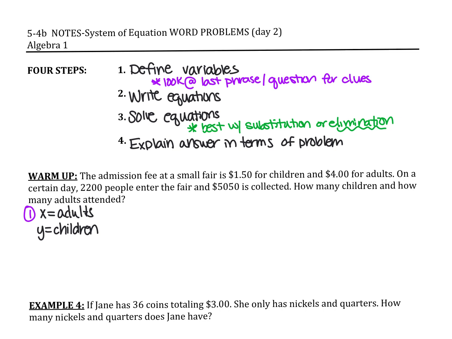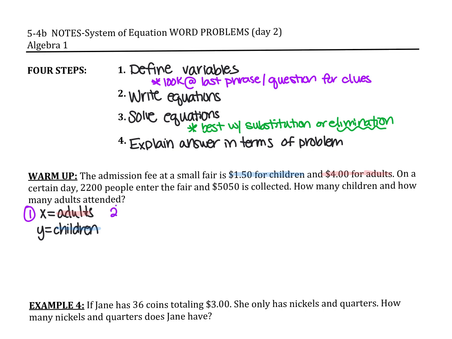Great. Now my next step is to write my equations. So now I need to go back and actually read the rest of the words. The admission fee at a small fair is $1.50 for children and $4 for adults. And maybe I even highlight what we know. Adults were the X variable, and we said children were the Y variable. So I see those pieces of information. It says on a certain day, 2,200 people enter the fair and $5,050 is collected. How many children and how many adults?